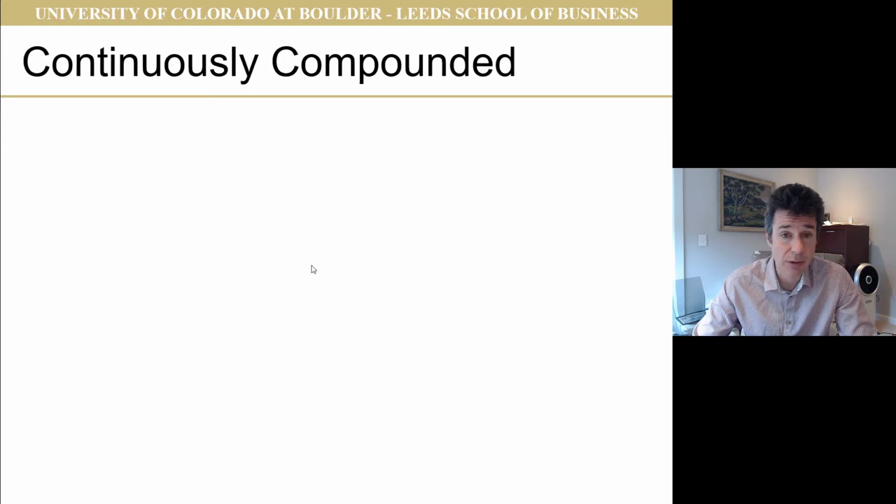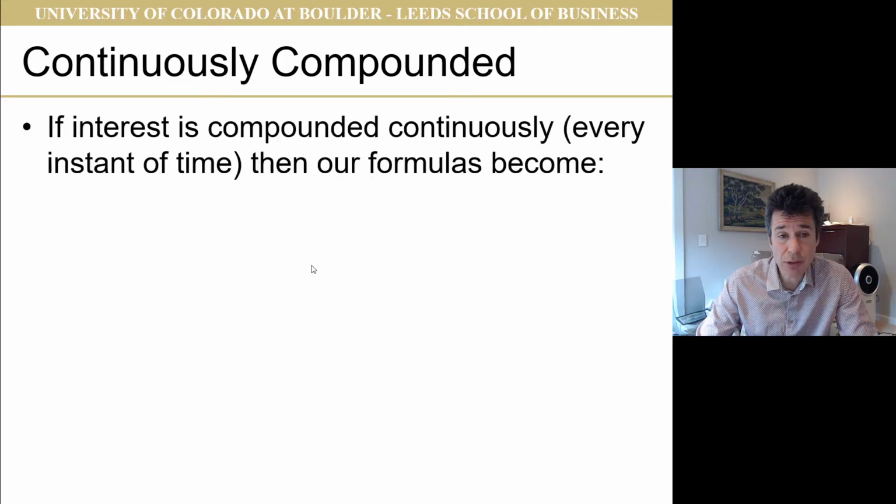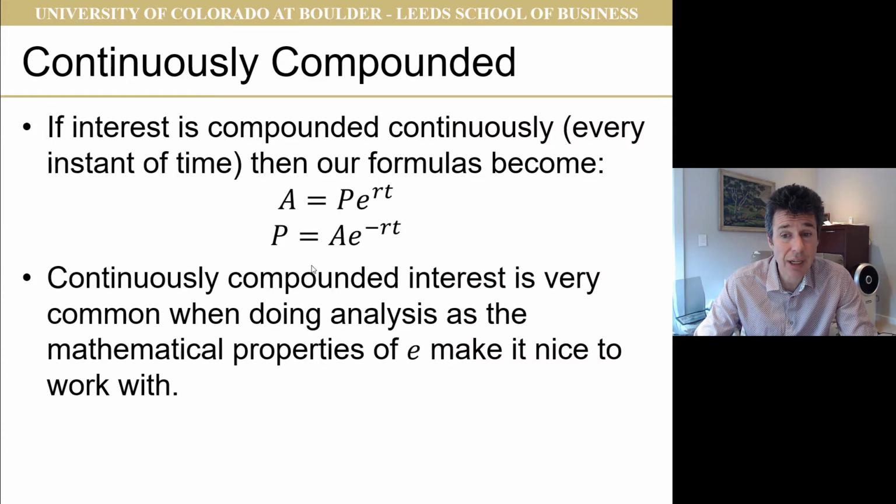One special case here is known as continuously compounded interest rates. If interest is compounded continuously, every instant of time, then our formulas become A equals P e to the RT, or P equals A e to the minus RT. Continuously compounded interest is very common when doing analysis, primarily because e has some really nice mathematical properties. We'll see as we go forward that there'll be times when we use e to the power RT, or equivalently, we find a rate of return by taking the natural log. We use this very commonly because the math is a little bit easier.